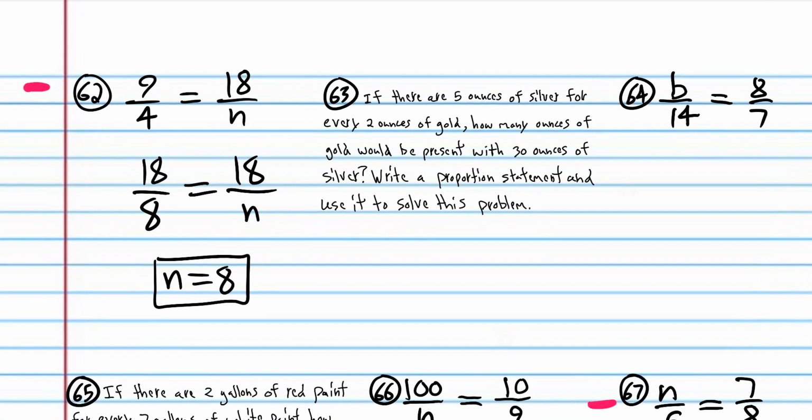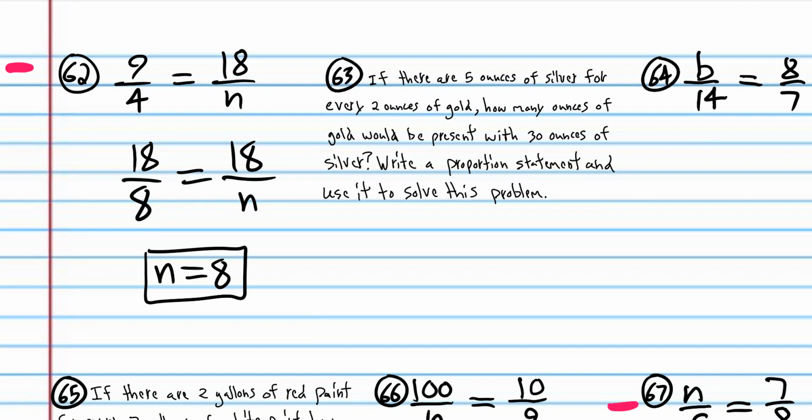Well, let's go ahead and do 63 together. If there are 5 ounces of silver for every 2 ounces of gold, how many ounces of gold would be present with 30 ounces of silver? Write a proportion statement and use it to solve this problem. So again, this looks really complicated, but it's not. You just write a proportion. 5 ounces of silver for every 2 ounces of gold. How many ounces of gold would be present with 30 ounces of silver? So I know the 30 has to go on top because the 5 represents silver, and that's on top. And I'm going to write G for gold.